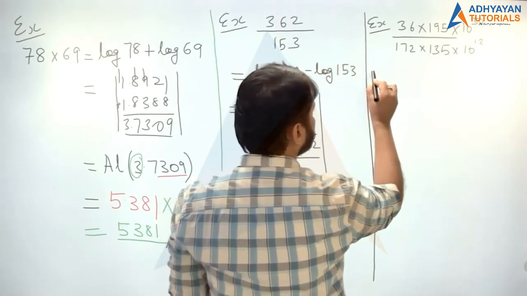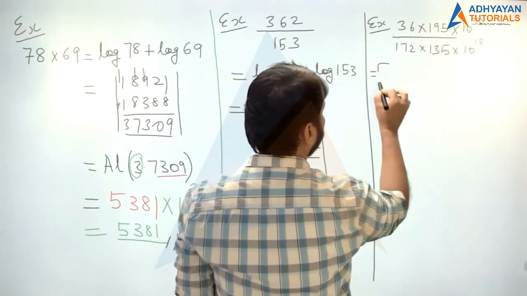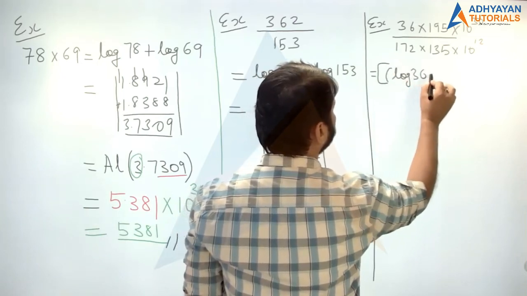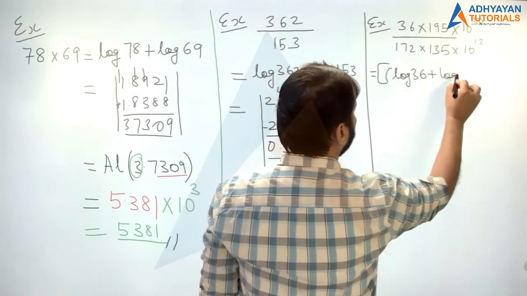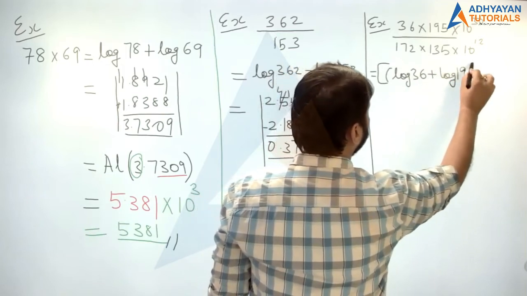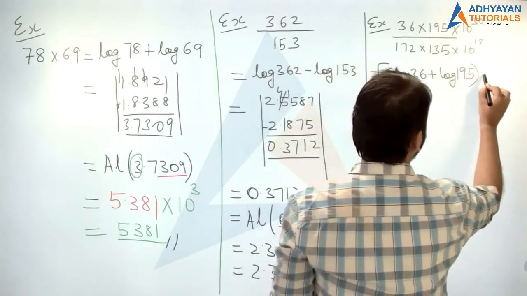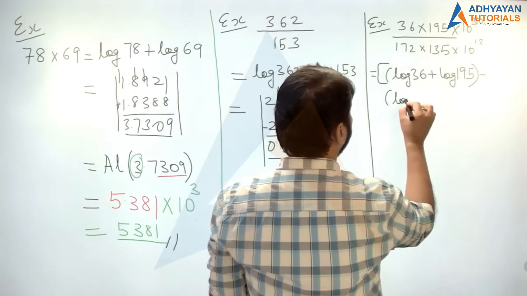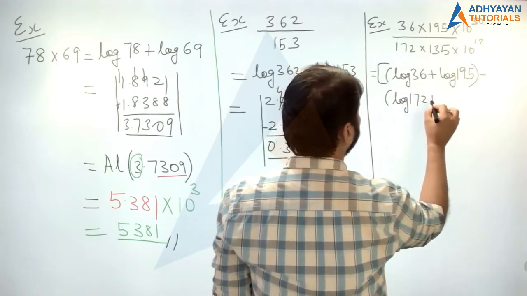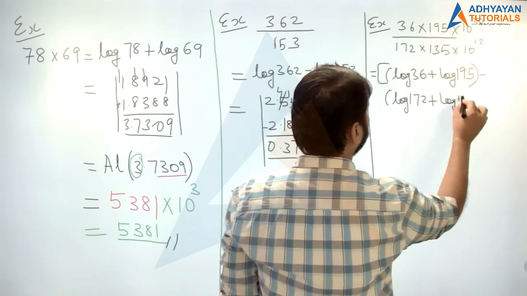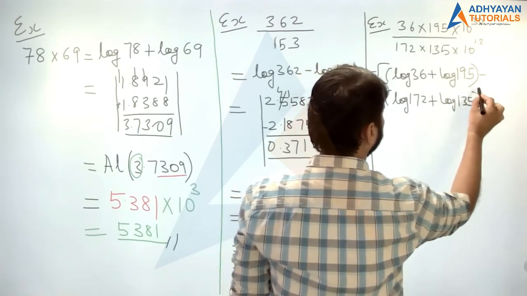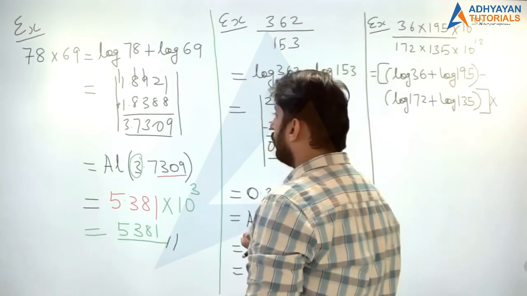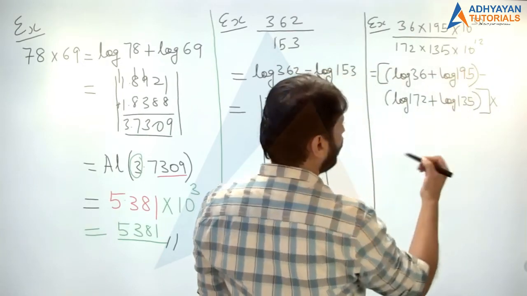So how will I write this? This is equal to big bracket, small bracket, log of 36 plus log of 195, bracket close, minus, small bracket, log of 172 plus log of 135, small bracket close, big bracket close, into 10 to the power 30 upon 10 to the power 12.